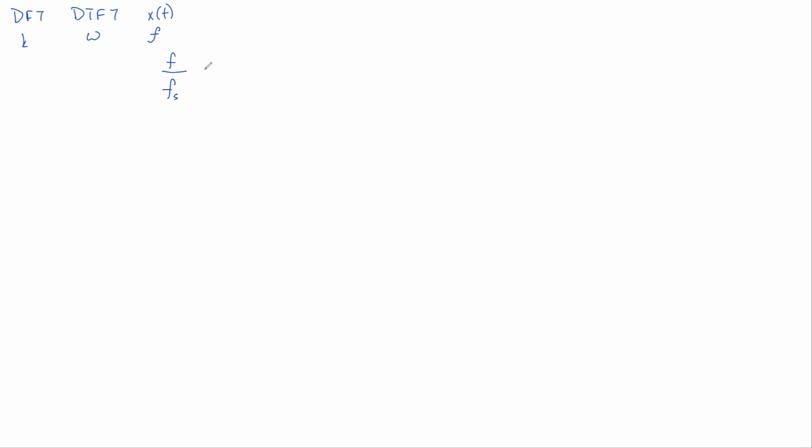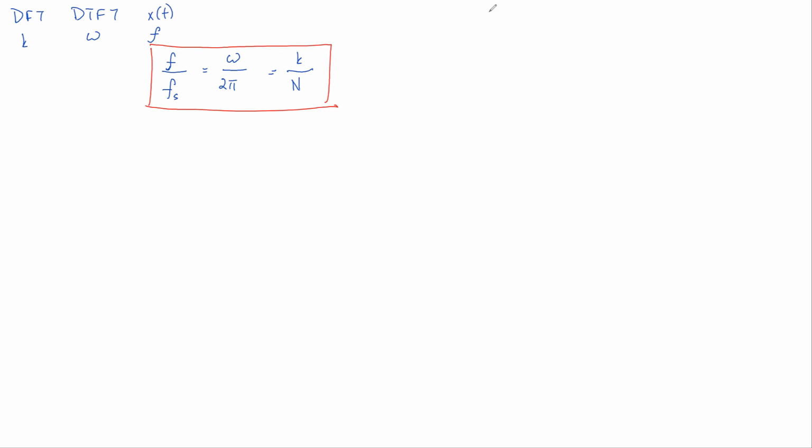F is to F sub S. This is the actual frequency in the time domain versus its sampling frequency, a fraction, which is proportional to the omega of the DTFT relative to 2 pi, which is proportional to the index K of the DFT relative to the number of samples. This equation is incredibly useful.